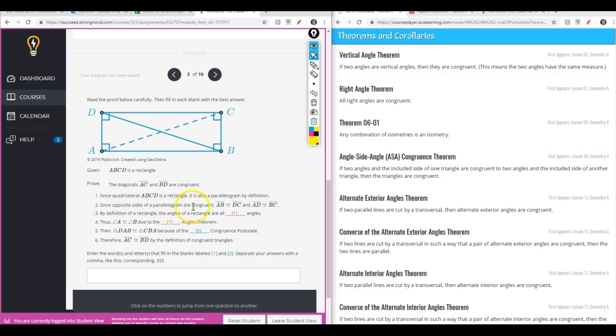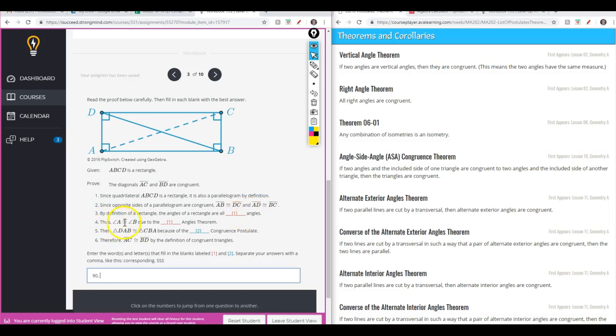Since opposite sides of a parallelogram are congruent, we have that segment AB is congruent to segment DC, and segment AD is congruent to segment BC. By definition of a rectangle, the angles of a rectangle are all blank angles. Well, they have it marked right there, and they are all 90 degrees. That square means 90 degrees. You could Google that if you didn't know that at the time. Rectangles are all 90-degree angles.